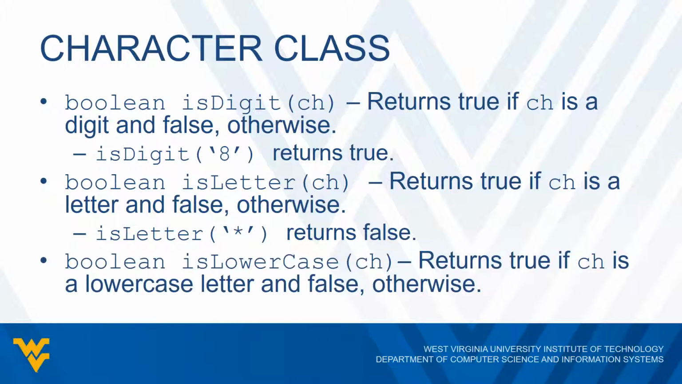The isLowercase method is going to check to see if our character is a lowercase letter. So it'll return true if it is a lowercase letter and return false otherwise. So here's an example where we pass the lowercase a. Since it is a lowercase letter, it's going to return true.